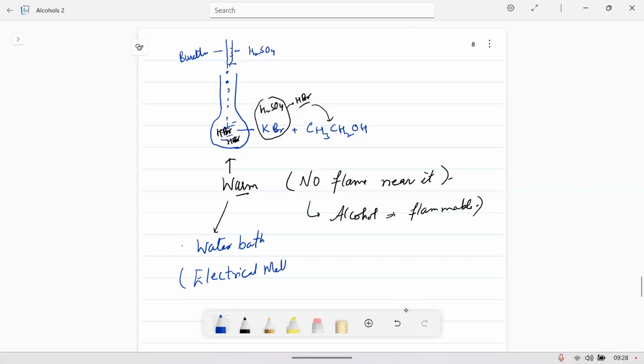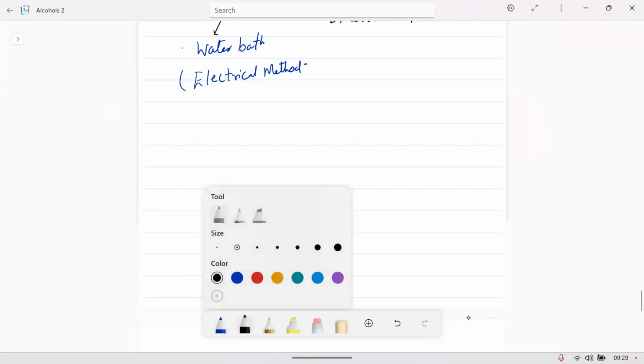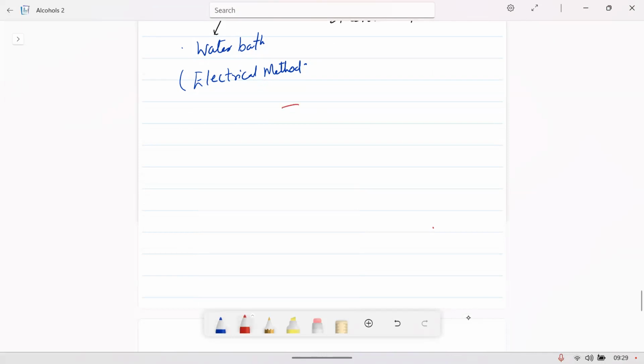The easiest thing is, if you don't remember, just say electrical method. So in an electrical method, you don't have any flame or such. The next is your iodoalkane.